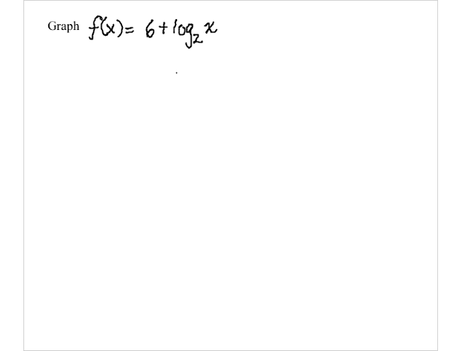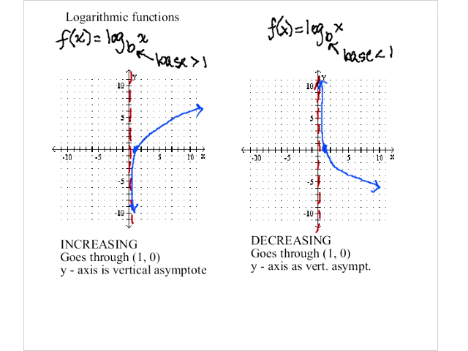Okay? Now, this is a logarithmic function. And for obvious reasons, I mean, it has the word log in it. So this is a logarithmic function. So that means the graph of this is going to be one of these two graphs, because it's a logarithmic function. Now, how do we determine which graph it is? It's based on the base.